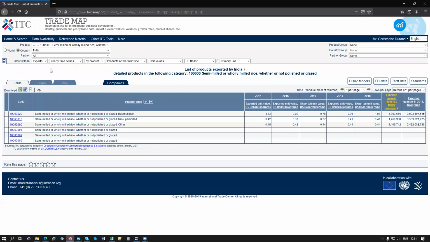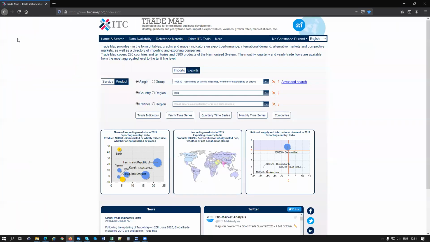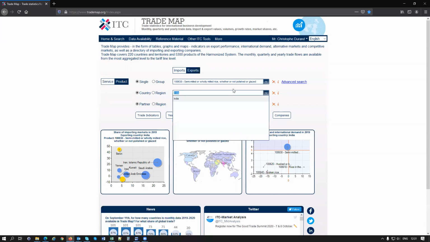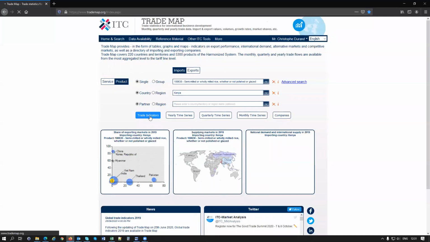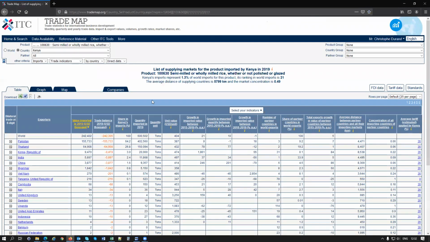So what we have seen, let me just go back. Here we started navigating a little bit around the tool. We started with Kenya imports of rice, and here we are looking at India's exports of basmati rice, so it's something related, but still completely different. If you are a bit lost, you can go to home and search and start your search again. Here I can just replace India by Kenya, make sure I'm on the import side, go back to my trade indicators, and here we go, I'm back to where I was coming from.